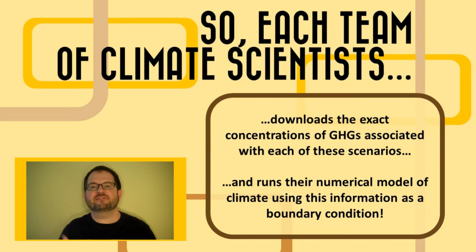So every team of scientists that runs a global climate model around the world, they've got access to a supercomputer and they're running these models. They download the exact concentrations of the greenhouse gases associated with each of the scenarios, and then they run their climate model using this information as the boundary condition.